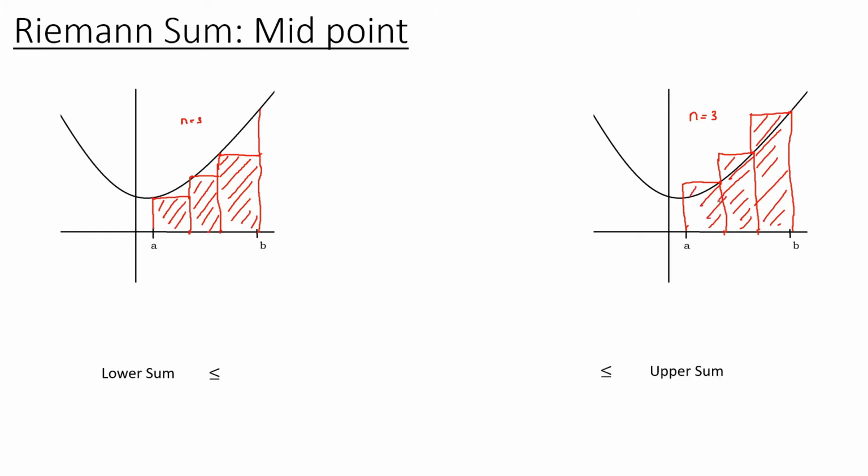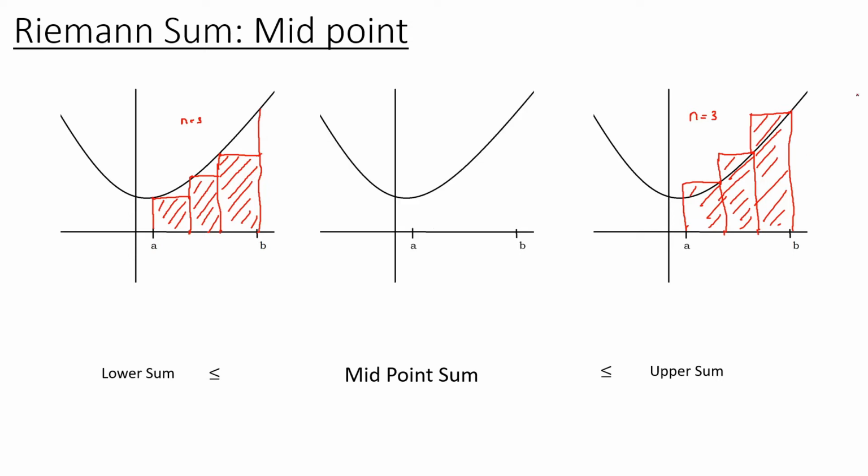Today's goal, again, is using the midpoint. If the left endpoint produced the under approximation, and the right endpoint produced the upper sum, which is the over approximation, then if you use a midpoint, it should balance it out a little bit, because the mid sum is supposed to be between lower and upper. Let's look at that visually.